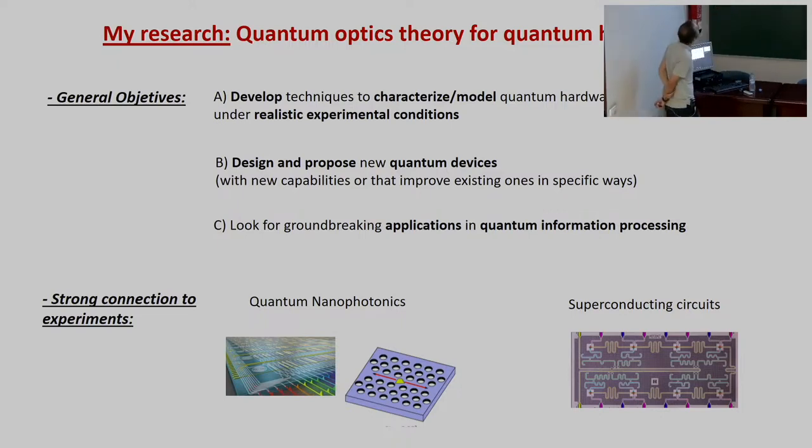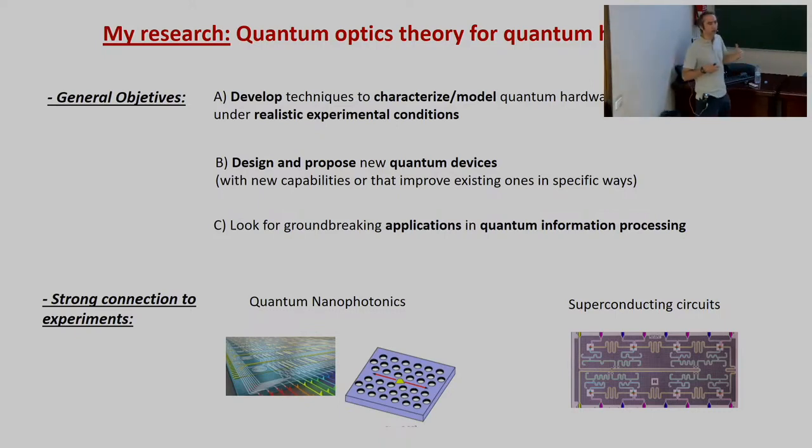Okay, and my general objective is to build theories or techniques to characterize and model this quantum hardware under realistic experimental conditions like noise, decoherence, and so on, taking that into account and trying to see how they work in reality. Design and propose new quantum devices that have new capabilities or are improved compared to the ones that were already proposed before, and look for groundbreaking applications in quantum information processing if we realize one of those.